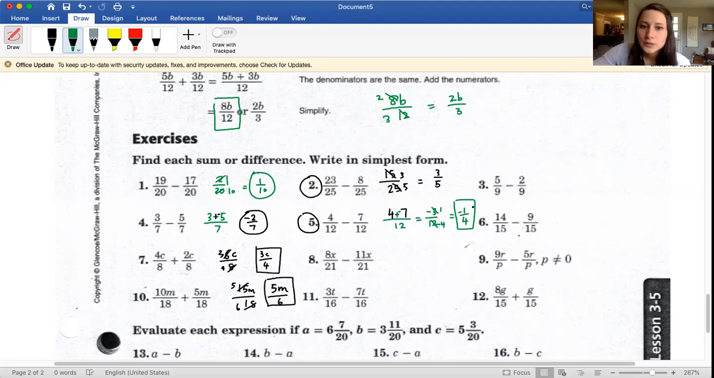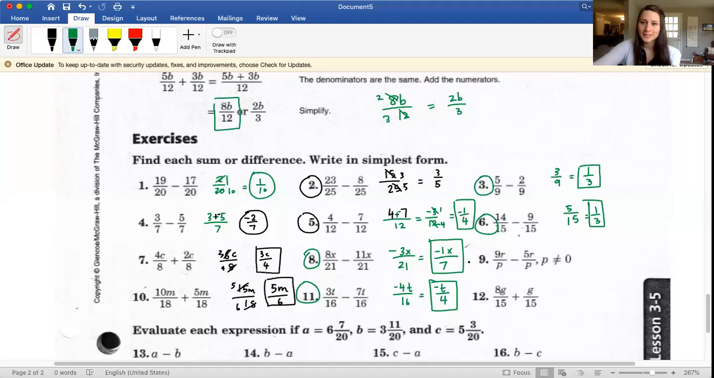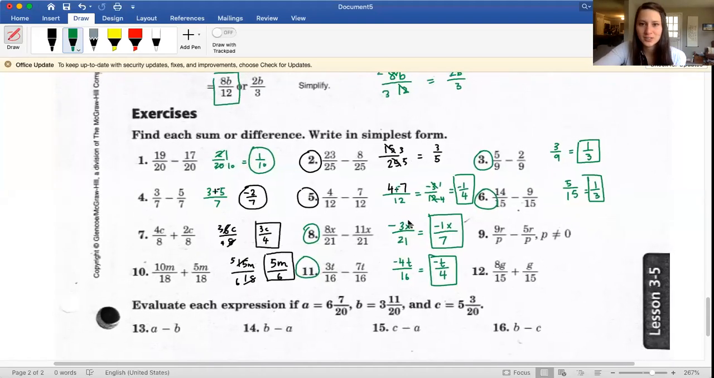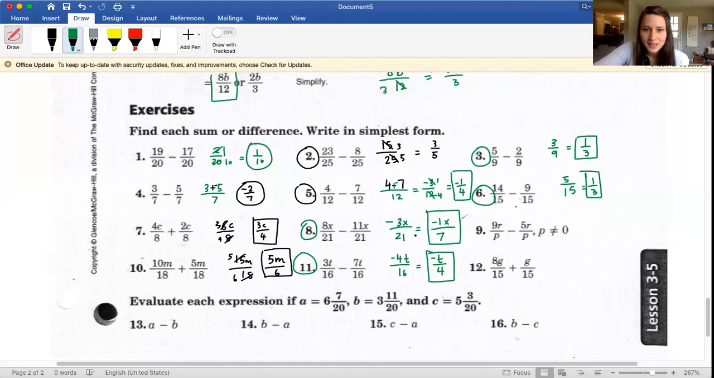All right, I'd like for you to do 8 and 11 and 3 and 6. All right, so pause the video and work that out. Okay, let's see how you did. Hopefully I did them right as well. If I did something wrong, you can send me a message or something. But I think I did 8, 11, 3, and 6.